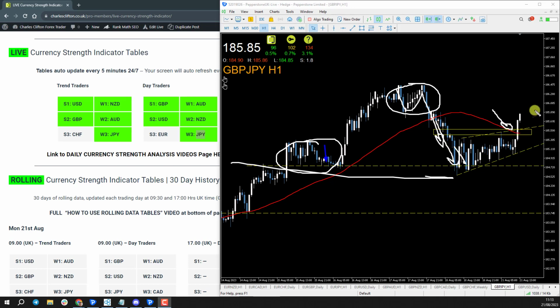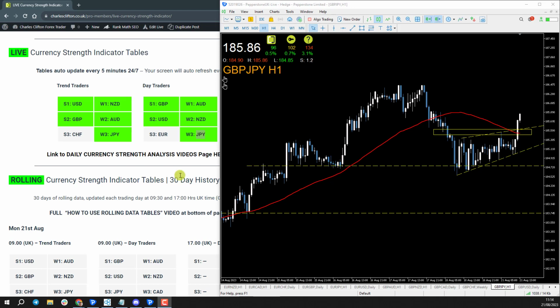We're now breaking in. We're seeing them breaking with that volume there. So I want to see a potential pullback into this little area here. If we can do that, then great. We're going to be looking for a potential entry into this market. So pound yen's definitely the one to watch for me. You can see it's on our tables, S1W3.